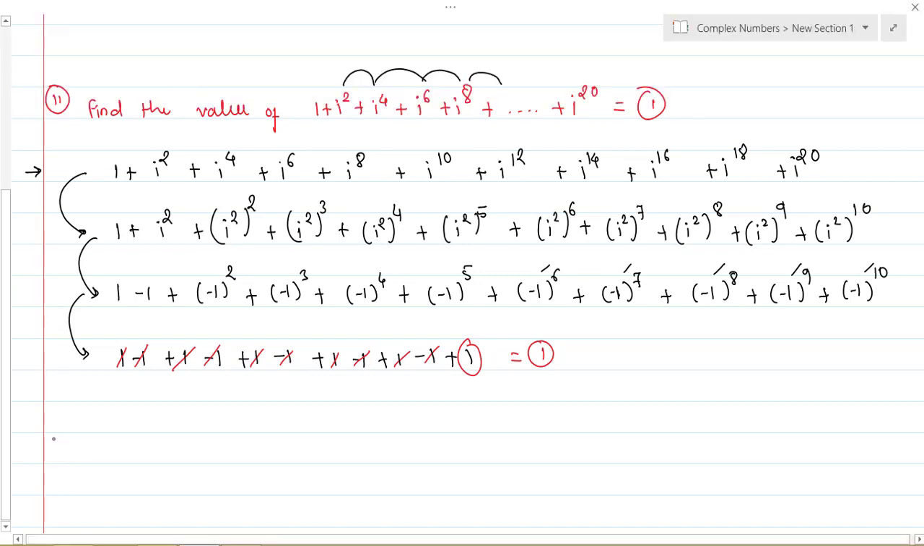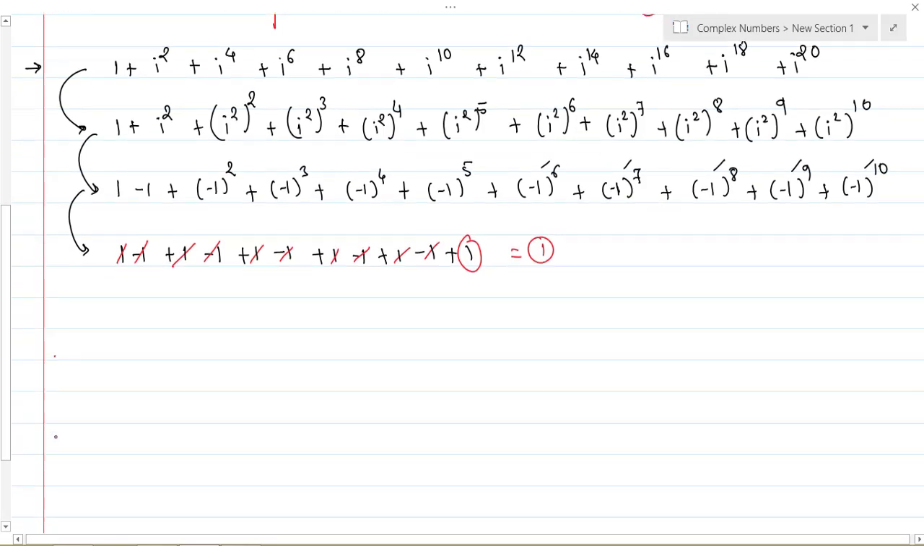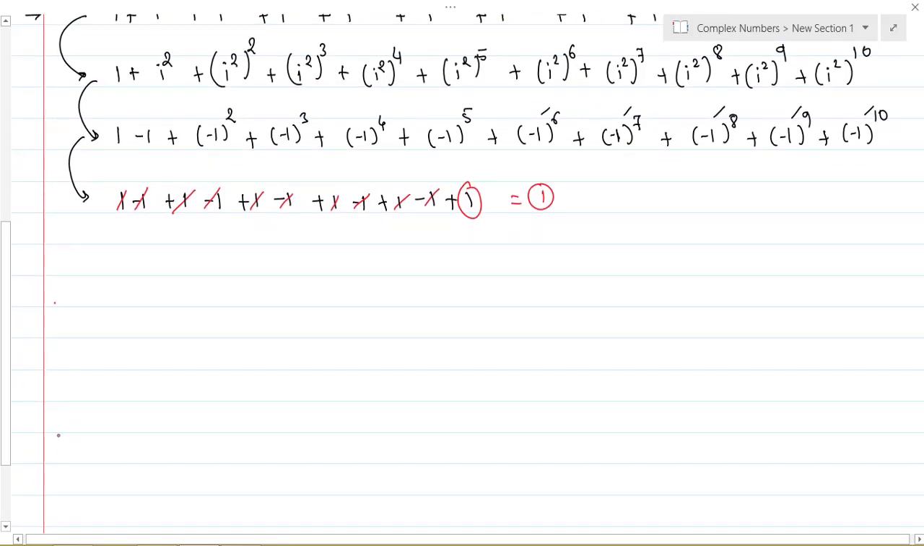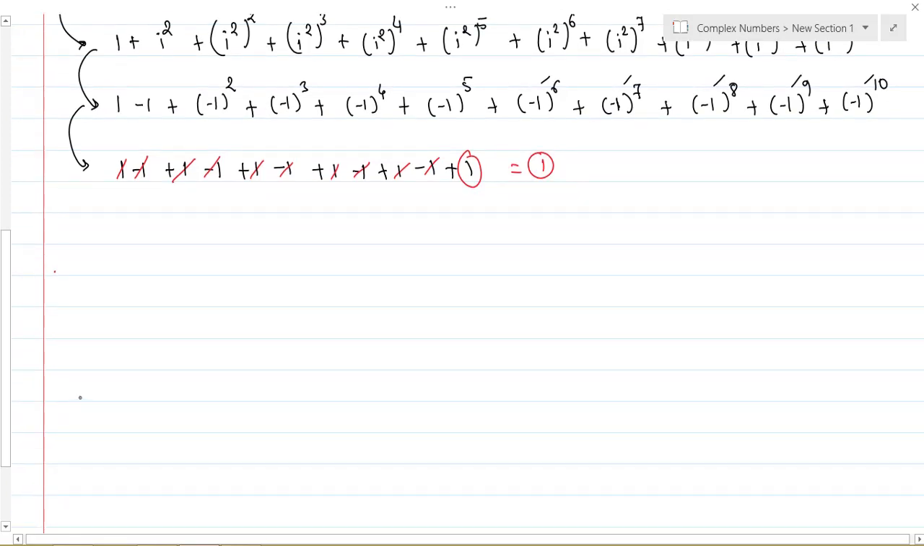Next, check question number 12. It says show that i to the power 10, i to the power 100 and minus i to the power 1000. So it's question 12.